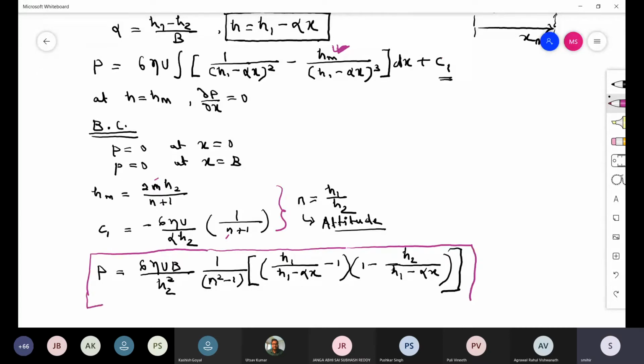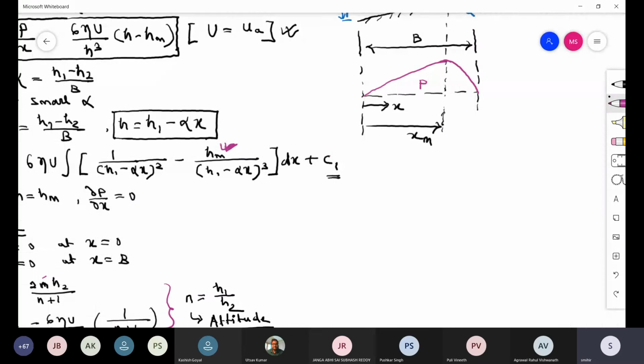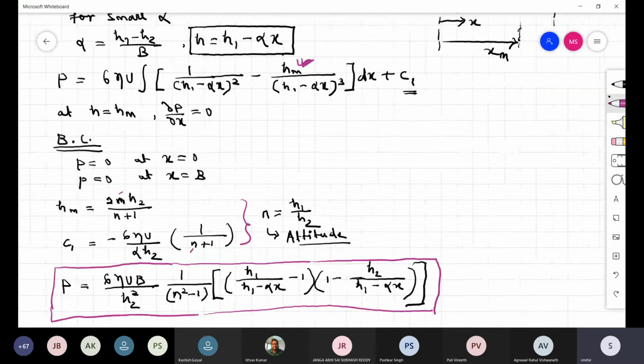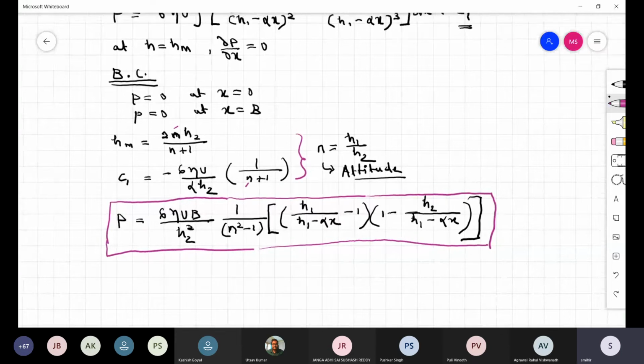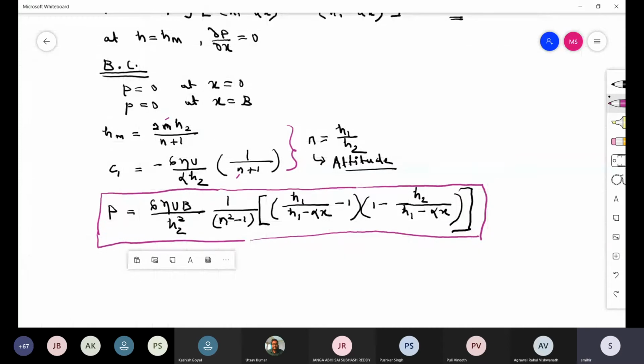Using this equation, if you plot the pressure with respect to x, then you may get this type of pressure profile, as we discussed. So this is the kind of pressure profile that you'll get. Now you can very well plot this pressure profile for the bearing. Now in any bearing, the first point is to find the pressure profile.